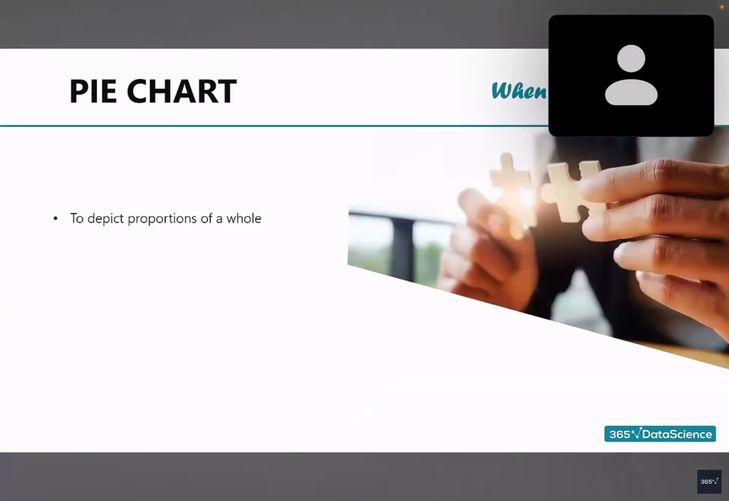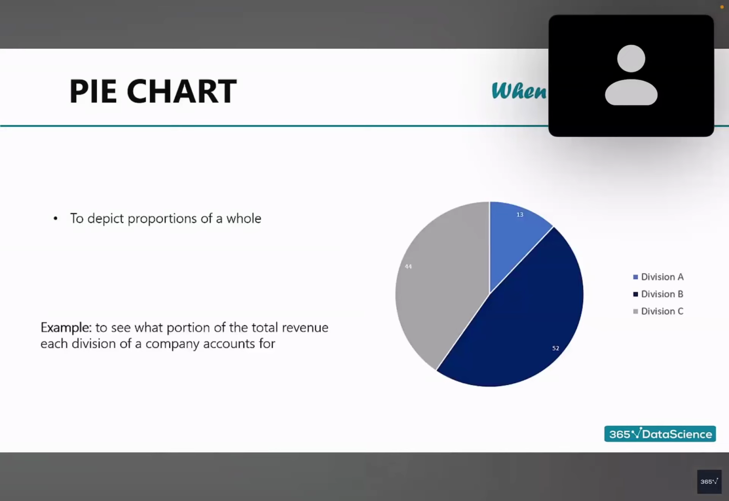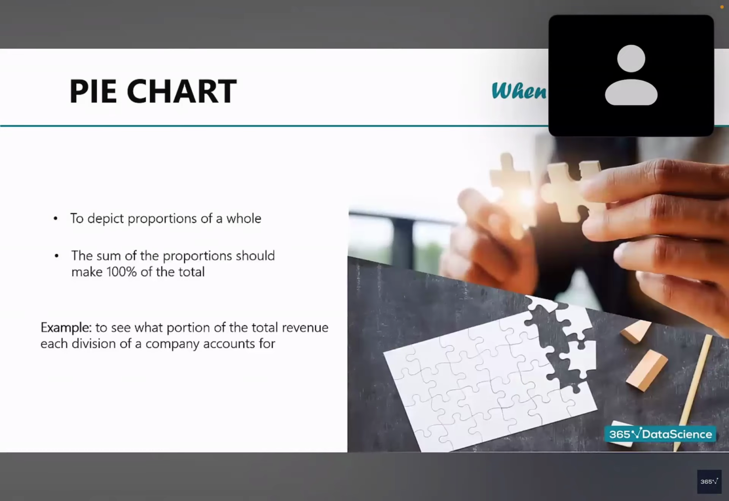When to use a pie chart. So, pie charts are best suited to depict sections of a whole. What does that mean? If a company operates 3 separate divisions, at year-end its top management would be interested in seeing what portion of total revenue each division accounted for. A pie chart is perfect for this case. However, we need to be certain that the sum of the proportions makes 100% of the total. That is, we cannot afford to forget any of the 3 divisions contributing to total revenue.